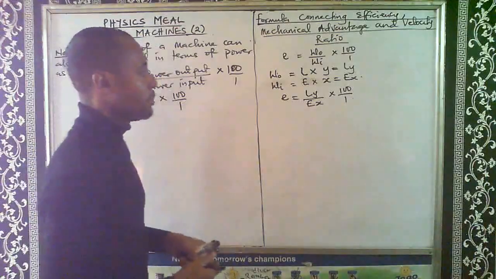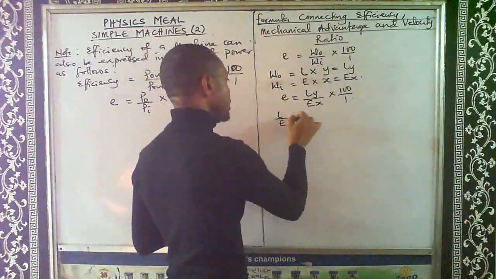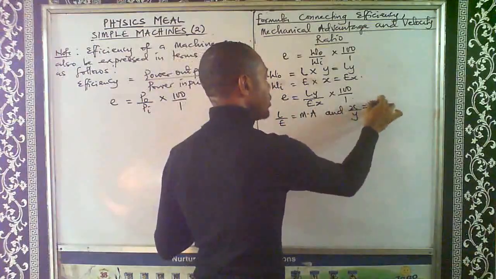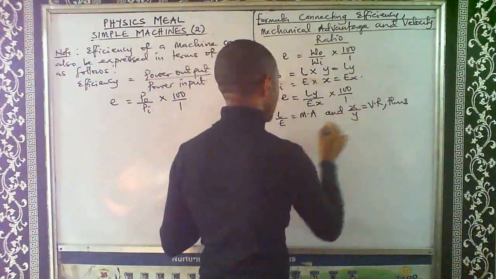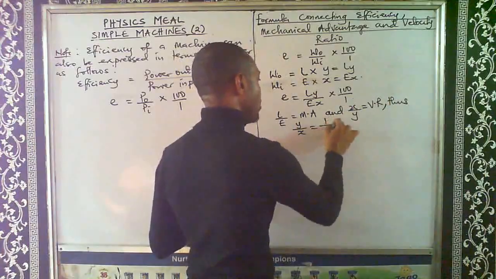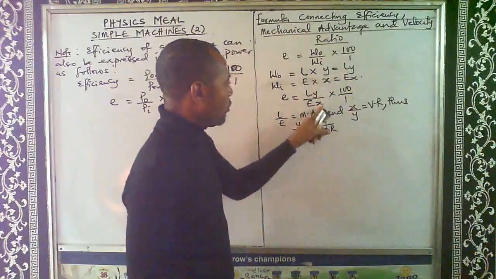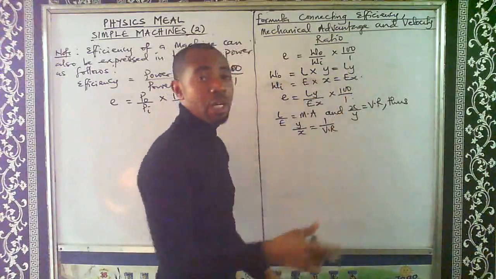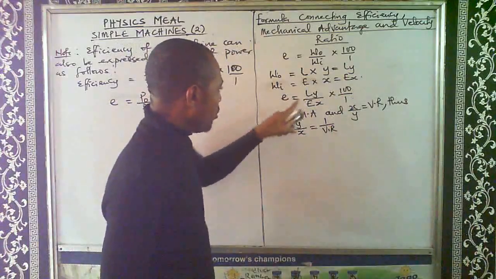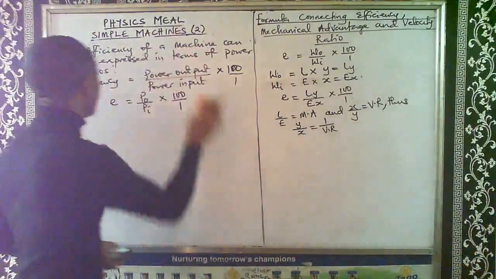Recall that L over E is mechanical advantage and X over Y is velocity ratio. Thus, Y over X will be 1 over velocity ratio. If X over Y is velocity ratio, that means Y over X, if I turn this, will be the reciprocal of the velocity ratio. So based on this, I have L over E. I can replace L over E with MA and replace Y over X with 1 over VR. So we can do this.